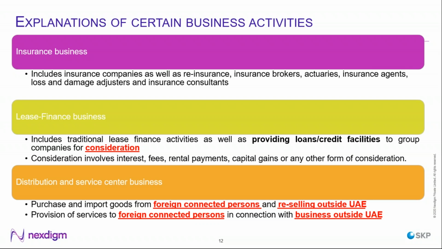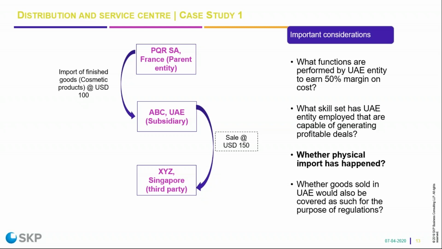We have tried to cover each of these relevant activities in the form of a case study also, and I hope that helps in understanding more as to what the regulation is intending by defining these activities. So let's take a look at the first case study, which talks about a distribution and a service center business. Like I said, a distribution business would be a company in UAE, let's say importing some cosmetic products from a parent company in France, and distributing to, let's say, a third party in Singapore. So let's say it imports at $100 and exports to the Singapore entity at $150.